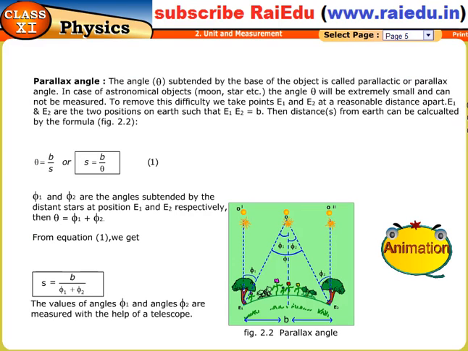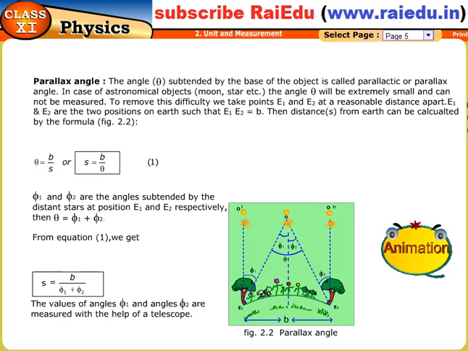Parallax angle. The angle theta subtended by the base of the object is called the parallactic or parallax angle. In case of astronomical objects, moon, star, etc., the angle theta will be extremely small and cannot be measured. To remove this difficulty, we take points E1 and E2 at a reasonable distance apart.